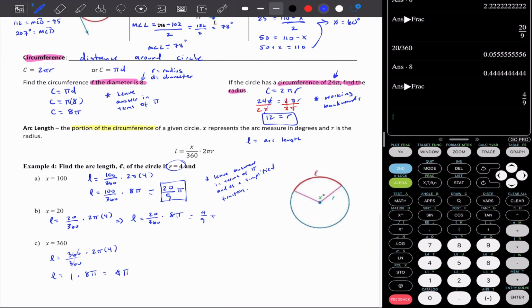Okay, so we're not dealing with degrees. Our first one is 20 over 9 pi units long. And the other one is 4 over 9 pi units long. And this one is 8 pi. Okay, again, not in degrees, it's just in some sort of unit here. All right.